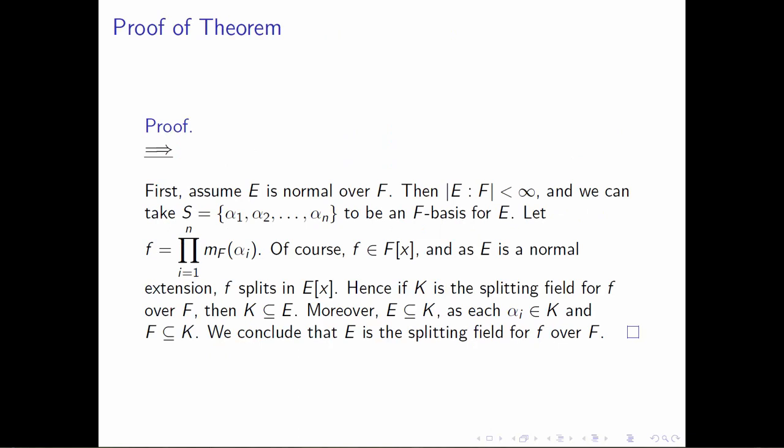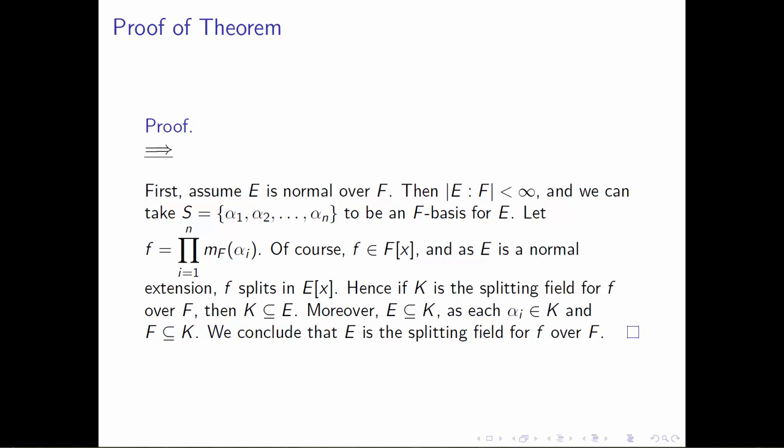All right, let's get started with the theorem. So what are we proving? The easy direction first. First, let's assume that E is a normal field extension of F. Then by definition of a normal extension, we have a finite degree extension. And what that means is that we can find an F basis for E, and let's put a name for that set. Let's name it S, and let's list out its members as alpha 1, alpha 2, all the way out through alpha n. And what we want to do is find a polynomial with coefficients in the field F for which E is the splitting field.